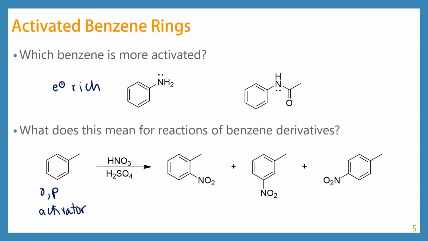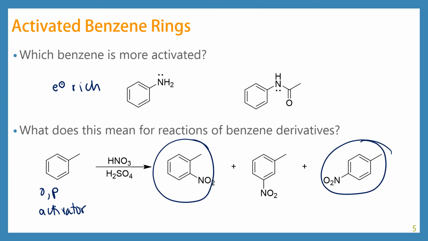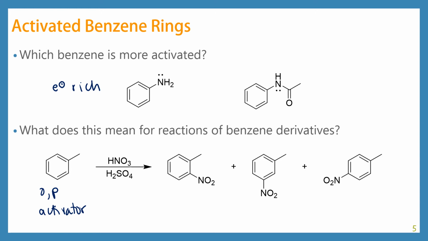So that means that when we go to do the reaction with nitric acid and sulfuric acid, which is a nitration, we are going to get the ortho product, we're going to get the para product, and we're not going to see very much of the meta. This reaction is going to occur very readily. We're probably not going to have to heat up the reaction or add in any additional catalysts. And our product breakdown is actually 59% of the ortho product, 37% of the para product, and 4% of the meta product.